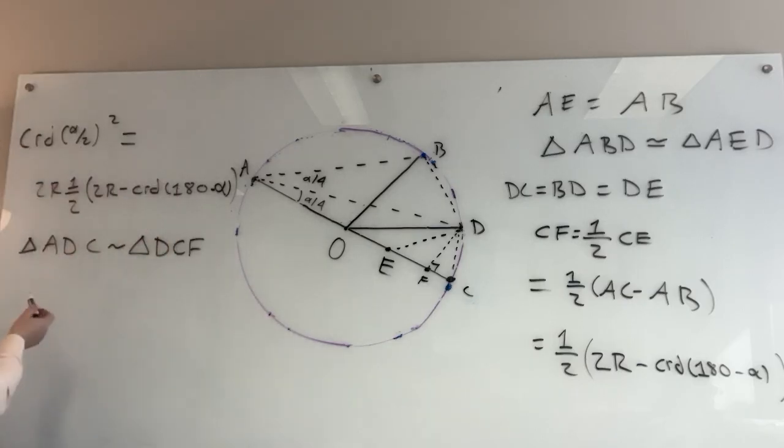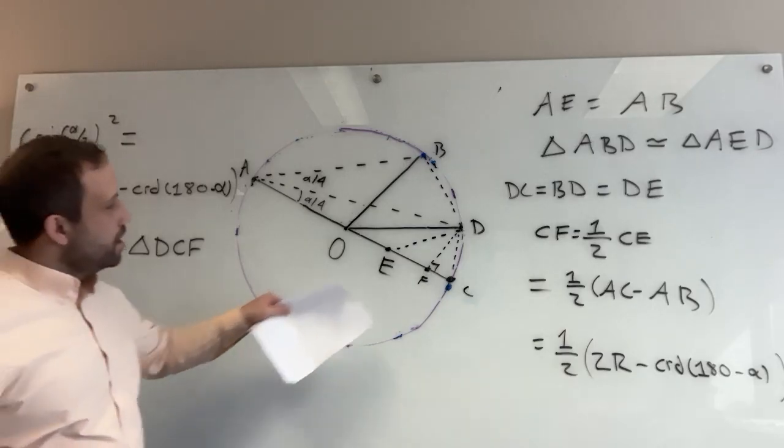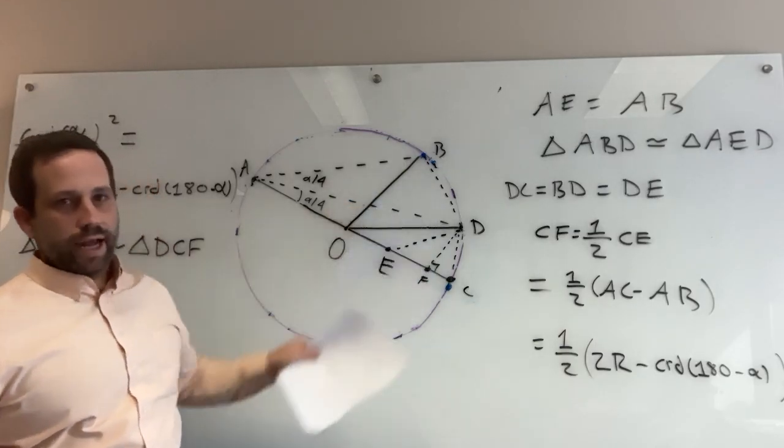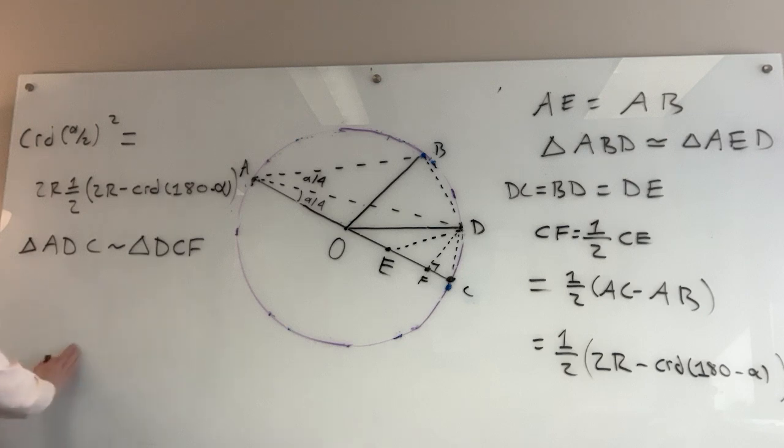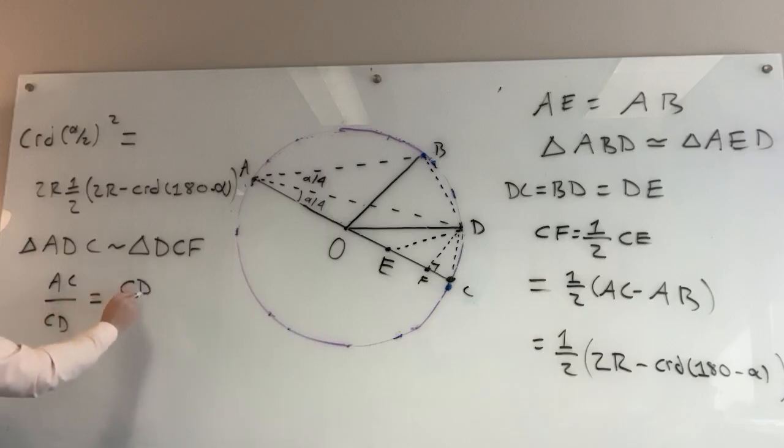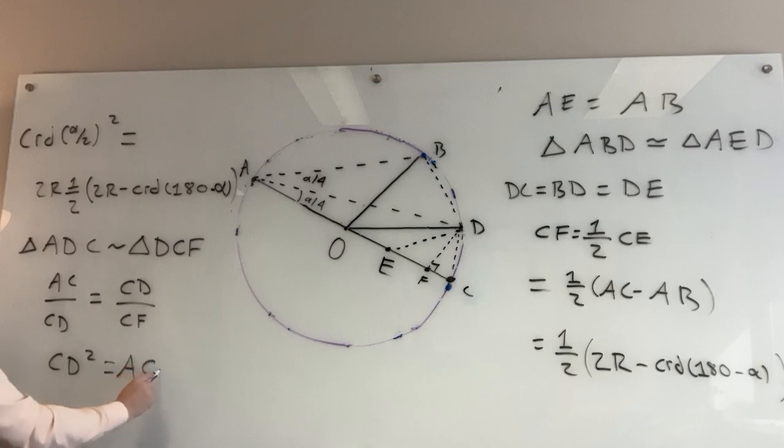So what this means is that AC, and they share a leg here, DC is a leg shared by both of them. So what it tells us then is AC over CD is equal to CD over CF. Again, that's by similarity. So now if we multiply both sides by CF and multiply both sides by CD, we get CD squared is equal to AC times CF.